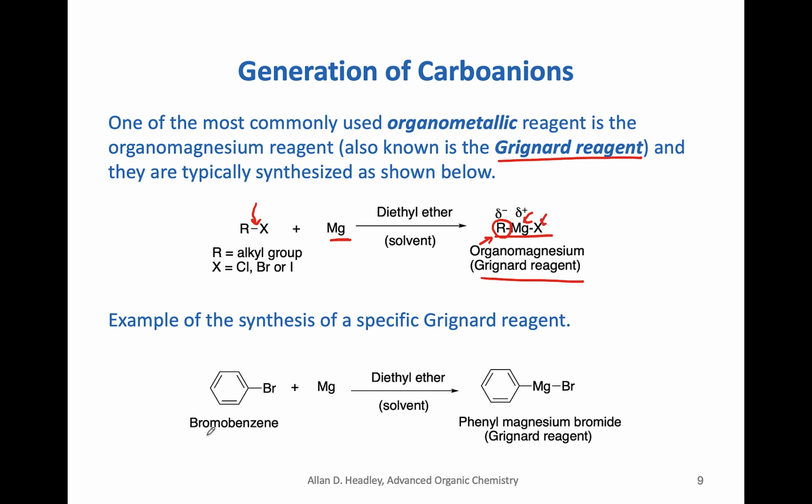Here's a specific example of synthesis of the Grignard reagent. You take bromobenzene for example, magnesium in ether. The trick here is to have this extremely dry. The magnesium inserts right in here to get your phenylmagnesium bromide, or the organometal reagent here, or the Grignard reagent.